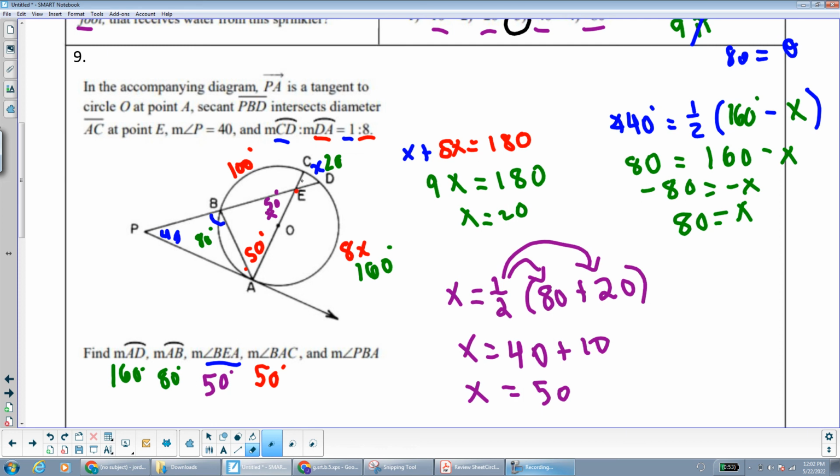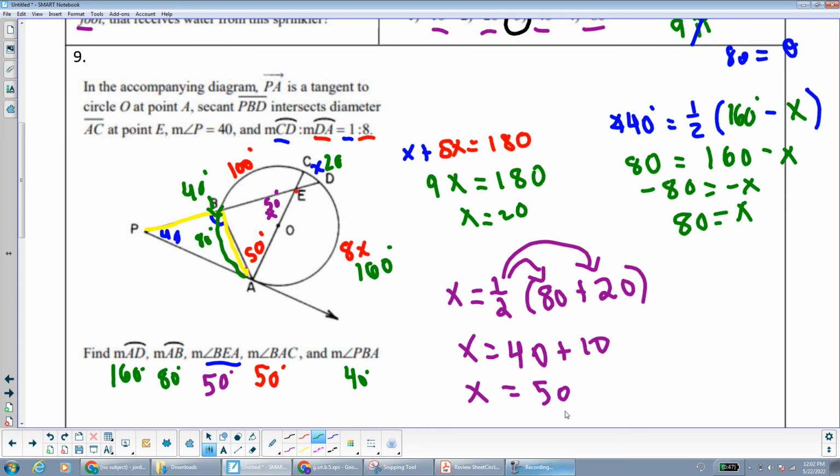Okay, and the angle that we're finding is angle PBA. So angle PBA is an angle that's on the circle. And remember that anytime you have an angle that's on the circle, it's equal to half of its intercepted arc. So since its intercepted arc, BA, is 80 degrees, that angle should be 40 degrees because once again, it's on the circle and angles on the circle are half of their intercepted arc.